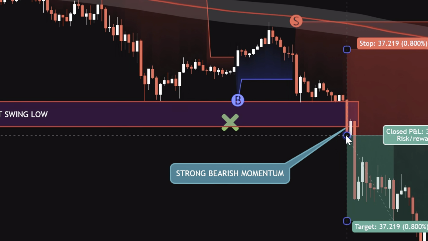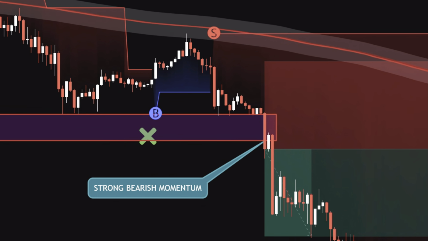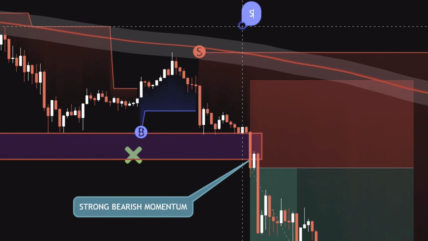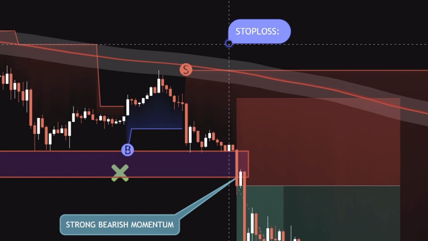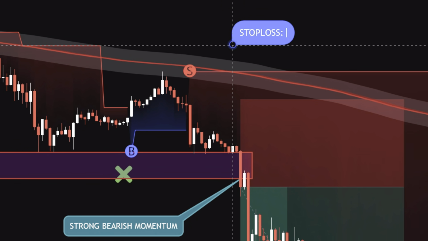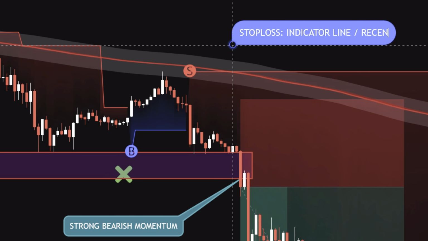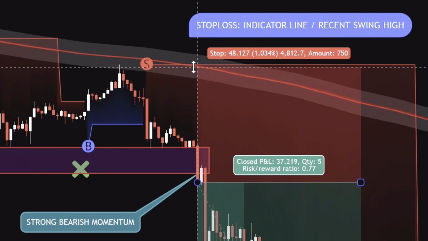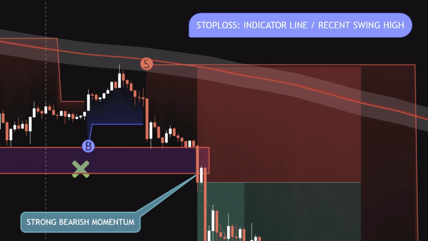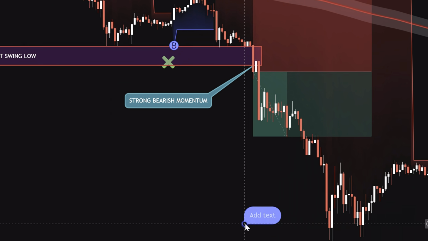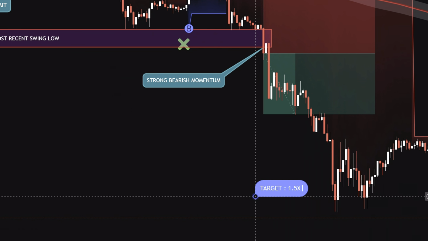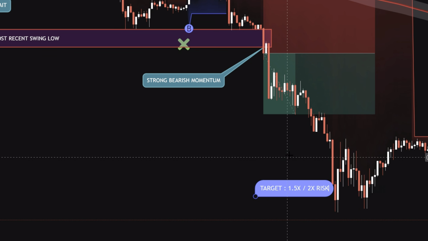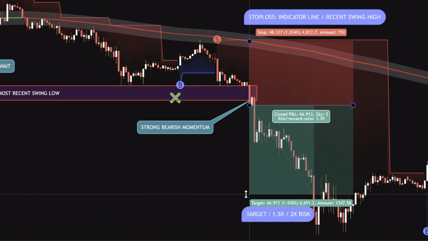Now comes risk management. This is what separates professionals from the noise. Never risk more than 1% per trade. 1%, always. And always set a stop loss. So where do we put the stop loss? Above the trend indicator line or above the most recent swing high, whichever makes sense for the structure. Your take profit, 1.5 times your risk or 2 times your risk. That's your reward to risk ratio. That's how you stay profitable even when half of your trades lose.